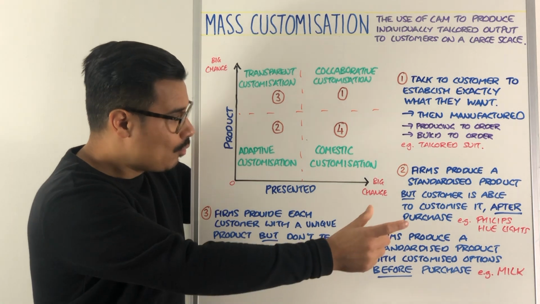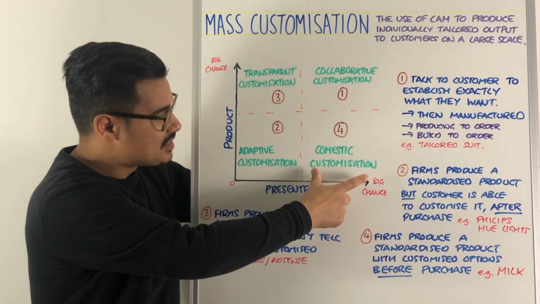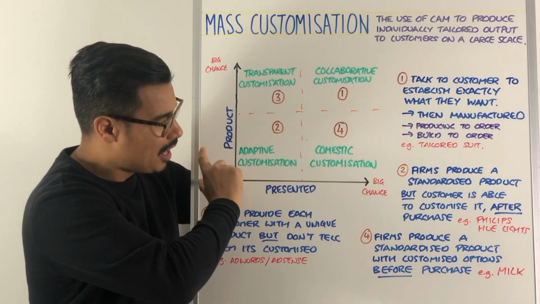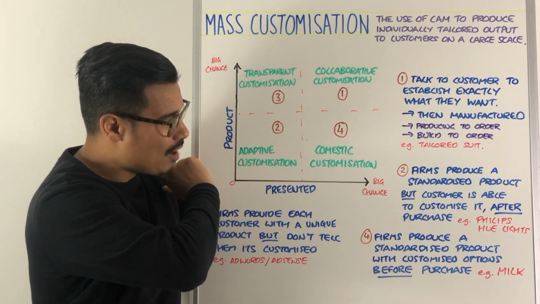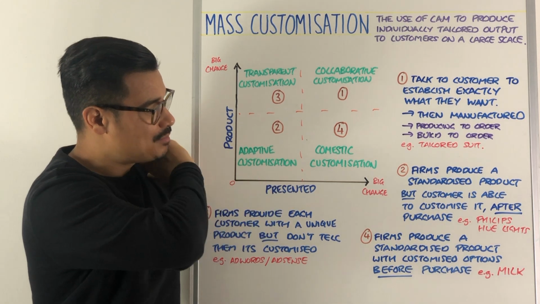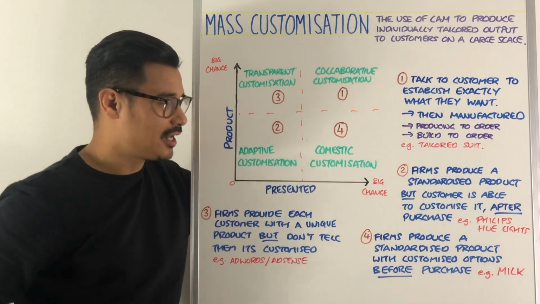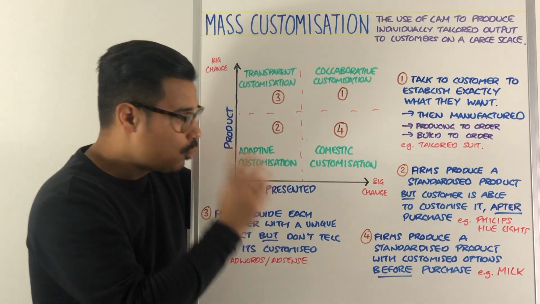Number 4, which is cosmetic customization. So you're not really changing the product so much. It's the same product, but how it is being presented, how it's being portrayed, you are definitely changing. And you will see that with milk.